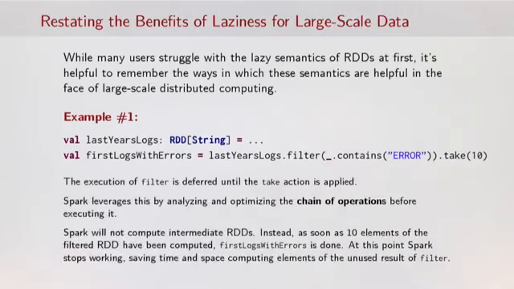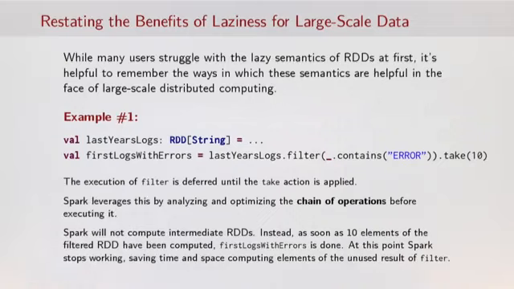Just to remind you, let's assume we have an RDD full of strings, which represent a year's worth of logs, and then we do a filter on it to filter out the logs that have errors, and then we just take the first 10 out of those, right? So why is laziness useful here? It's because filter is delayed until take is applied, that gives Spark the opportunity to inspect this chain of operations that are queued up before being executed.